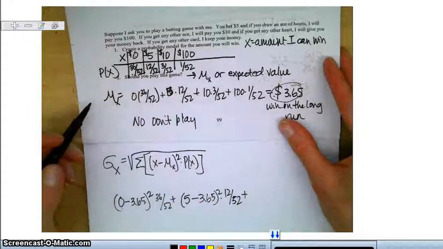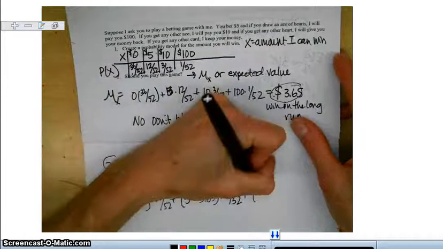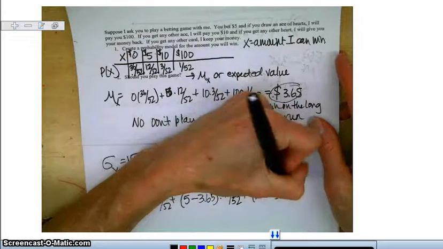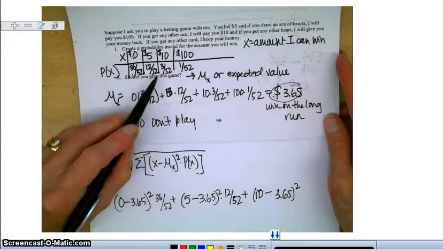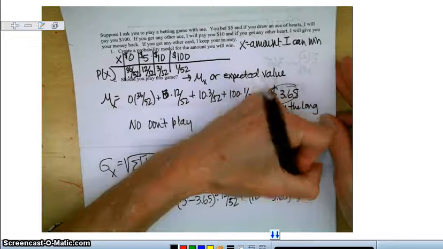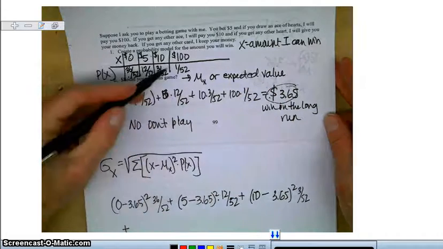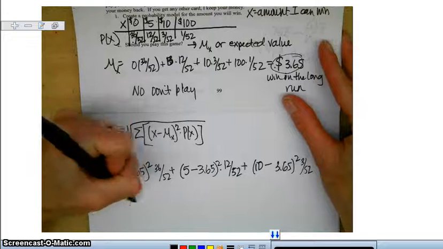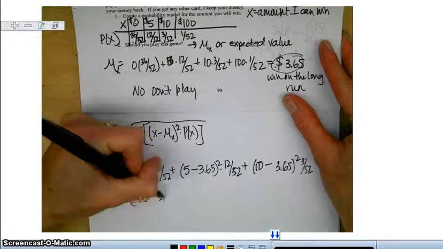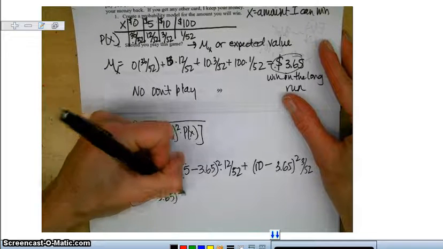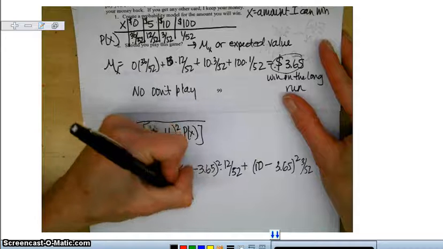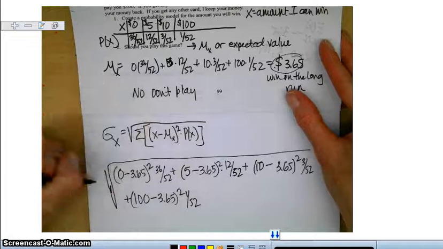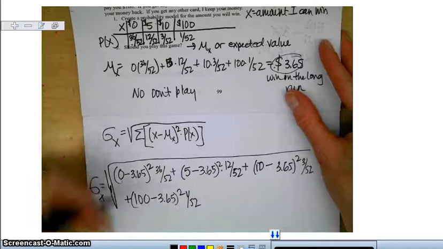Plus, now we take the next x value, which is 10. We take away from it the expected value, 3.65. We square it. We multiply it by its probability, 3 out of 52. And then we add to that the last x value, which is 100. We take away the mean, the expected value, squared, times its probability, which is 1 out of 52. Then we take the square root of this whole thing, and that is the standard deviation of x.